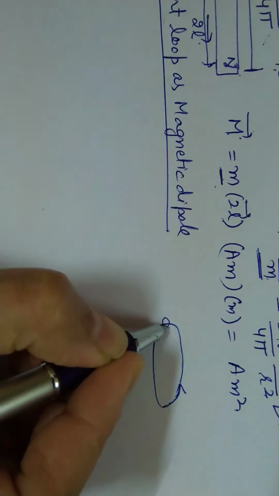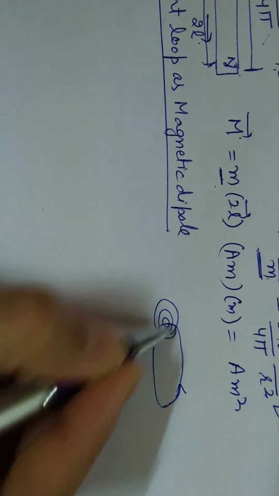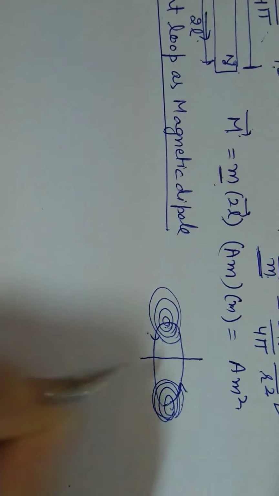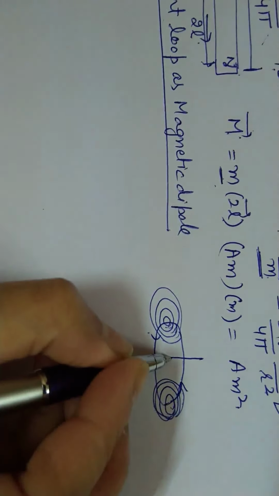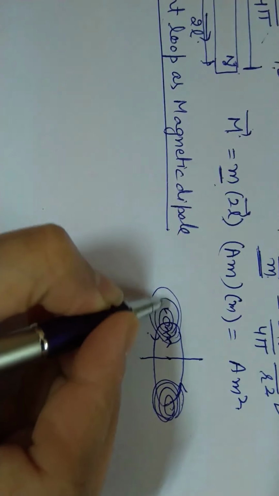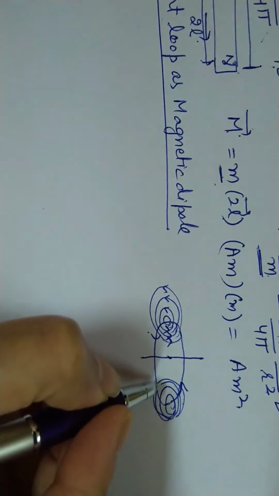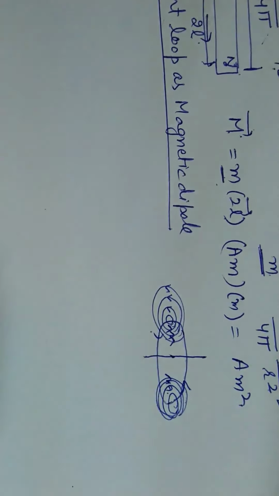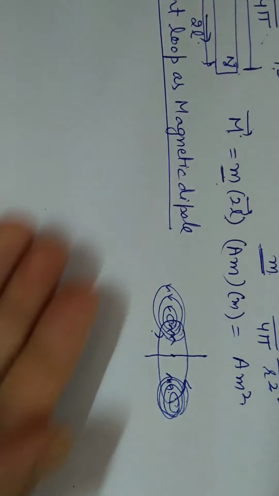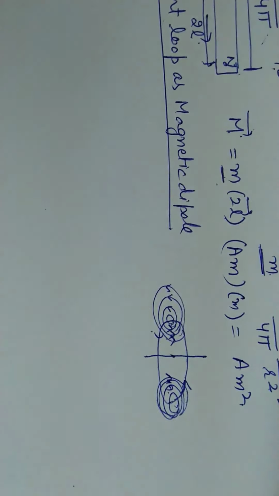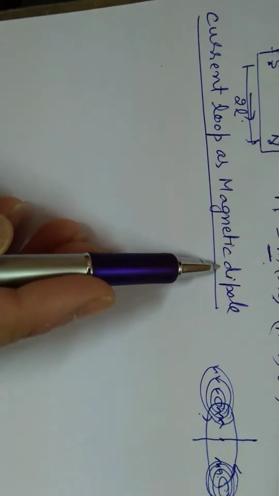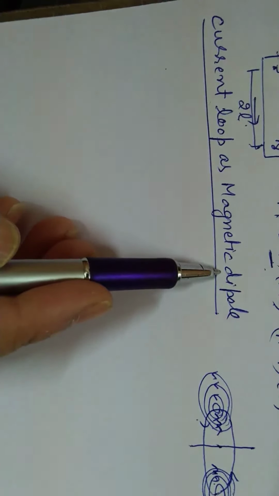Like this, these are the magnetic field lines around the coil, and a line here at the center of the coil. So it appears like arrows for the magnetic field. And it appears that the field lines enter from the lower face of the loop and leave from the upper face of the loop. Then this current loop behaves as a magnetic dipole.